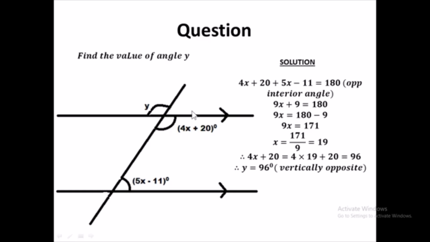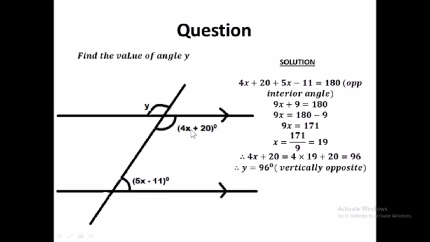If you look at this question now, you are given this angle here as angle y, this angle here as 4x plus 20 degrees, and this angle here as 5x minus 11 degrees. The question says find the value of angle y. There's no way you can find this angle y yet, unless we know the value of the total angle here. If you can find the total angle here, then you can know angle y, because there's a relation between this angle and the angle y you are looking for.